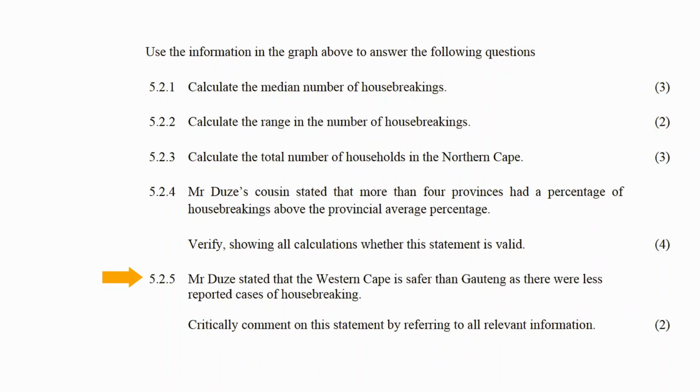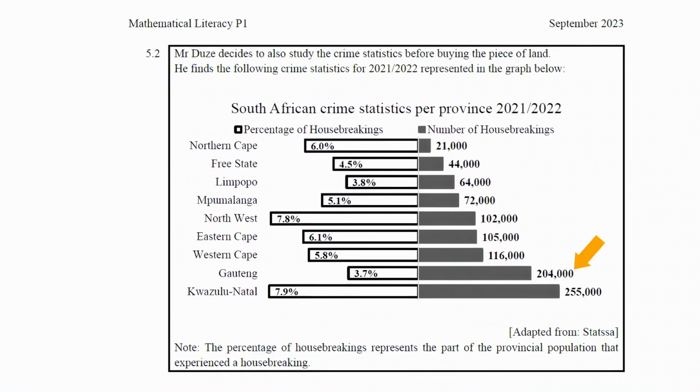In question 5.2.5, Mr. Duze stated that the Western Cape is safer than Gauteng as there were less reported cases of house break-ins. You have to critically comment on the statement by referring to all relevant information. Now if we analyze the data, we see that there are 204,000 house break-ins in Gauteng versus 160,000 house break-ins in the Western Cape. Yes, there are more house break-ins in Gauteng compared to the Western Cape, but there is a higher probability of a house break-in in the Western Cape compared to Gauteng.